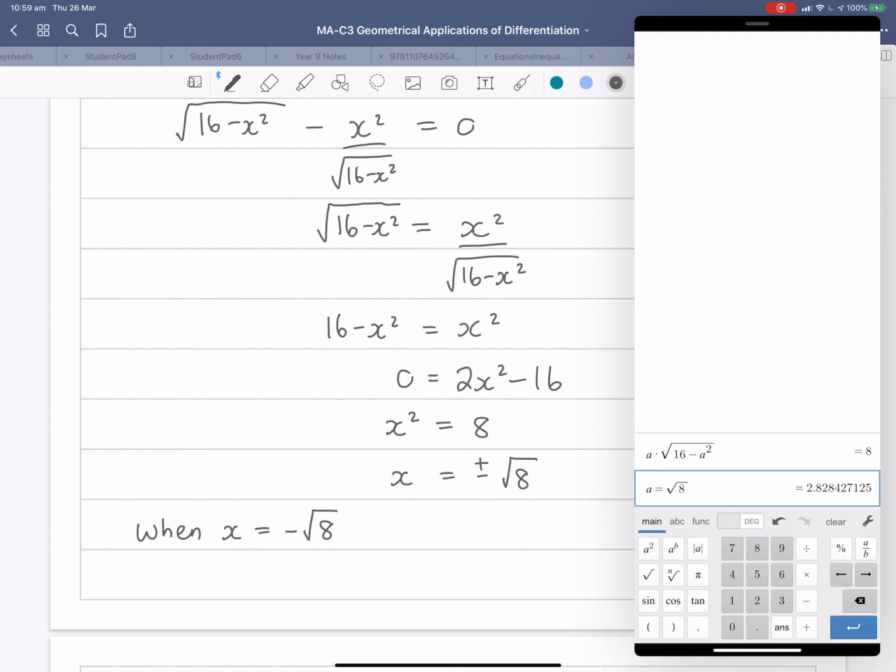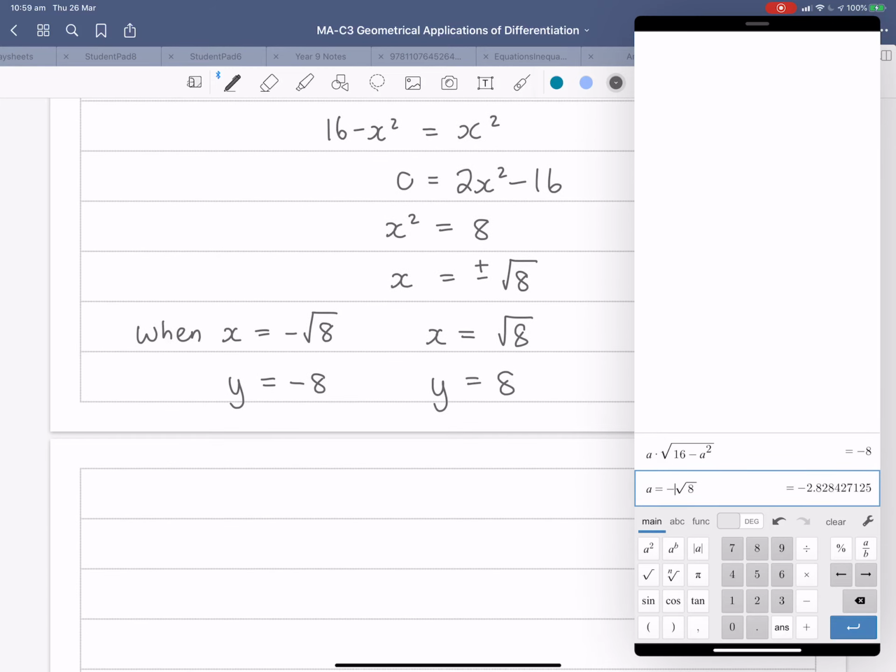So when x equals root 8, y equals 8, and let's just see what happens when x equals minus root 8. Our y value is minus 8. So we've got minus root 8, minus 8, and we've got root 8, 8.